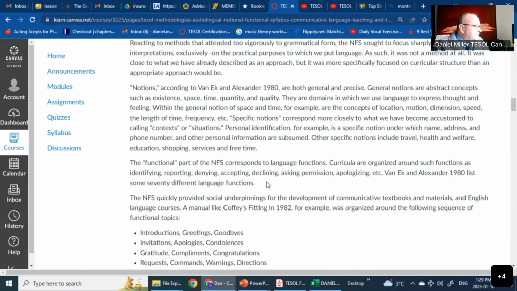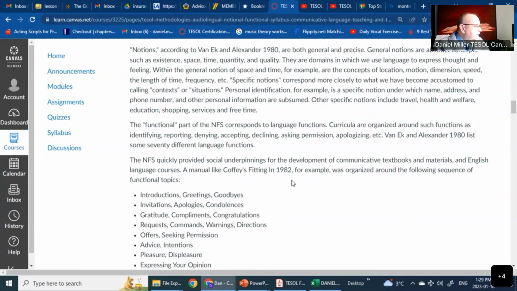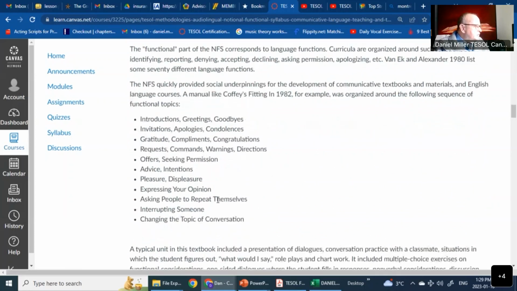Now, you're not required to know all 70 of those, but here's an overview of some of the main categories that were used to organize different functional topics. So introductions, greetings, goodbyes would be lumped together. Invitations, apologies, condolences, those would be grouped together. Gratitude, compliments, congratulations, those are part of another set of functions. And so these are the different categories that these 70-odd functions would fall into.